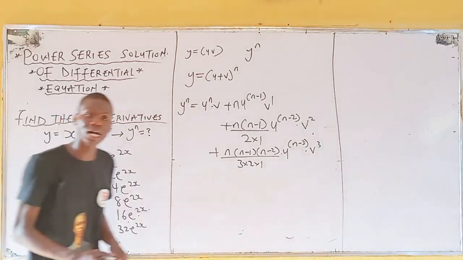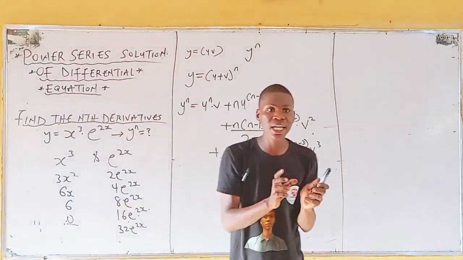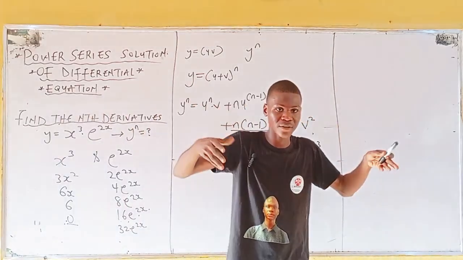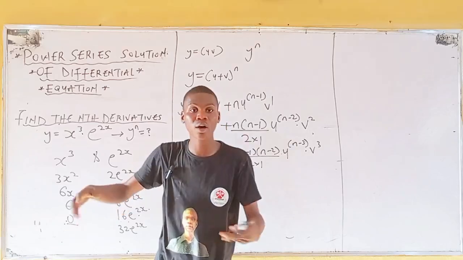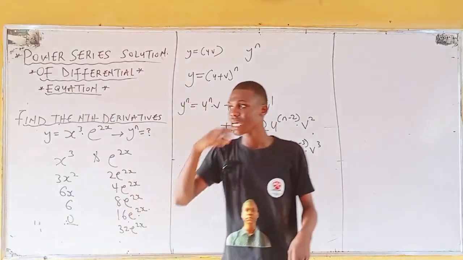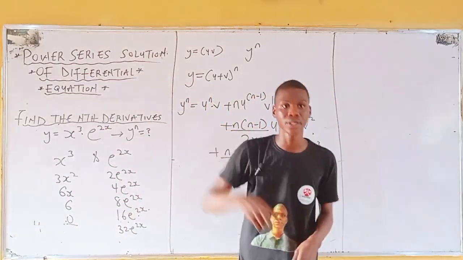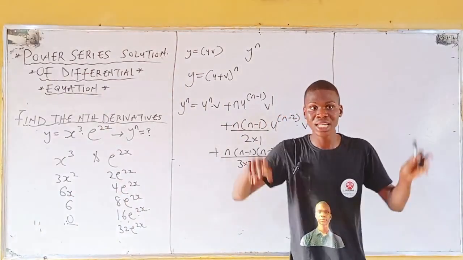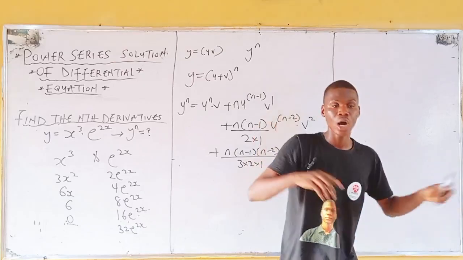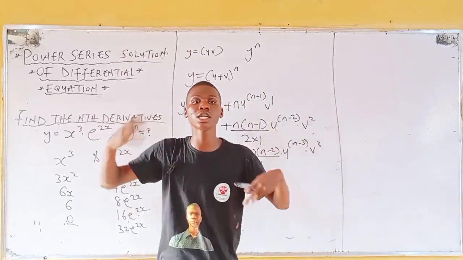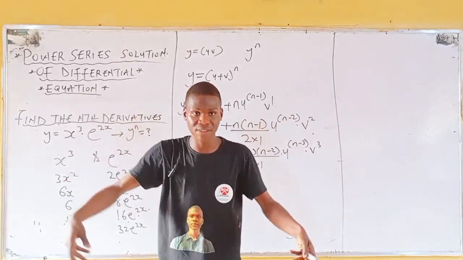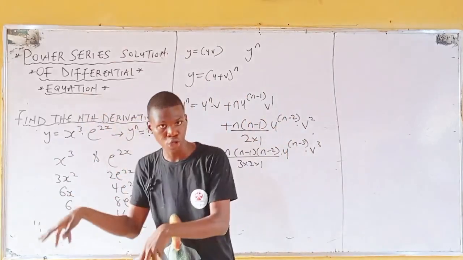So what it means is, given a question, identify the function that, by the time you perform the higher derivative, you end up having 0. That particular function, you take it as v. While the other one that keeps going, meaning you keep having the higher derivative, you take it as u.